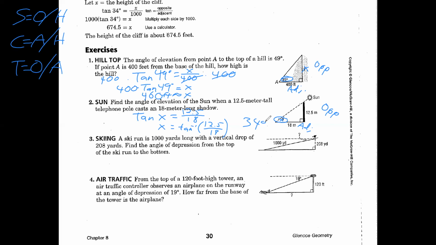Did it say what to round to? I don't see it. Let's go out one decimal. Point, you said 7? We'll start around there. 34.7.